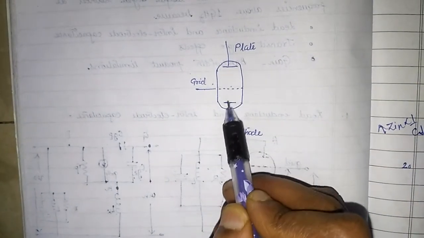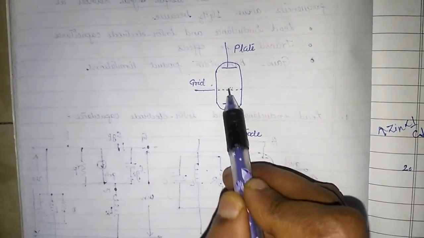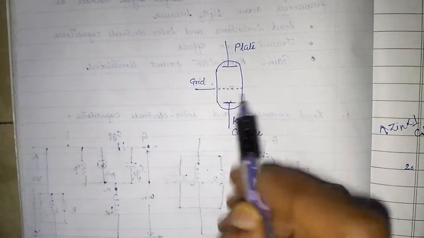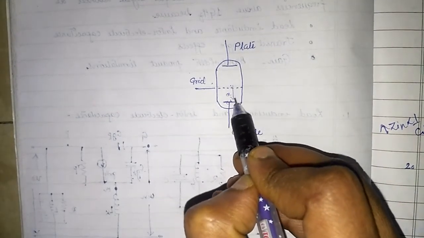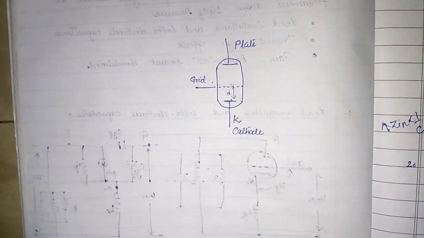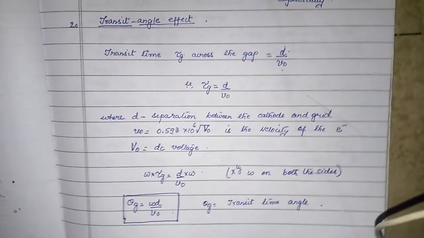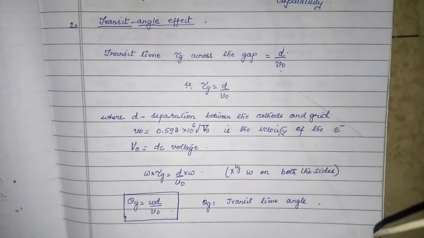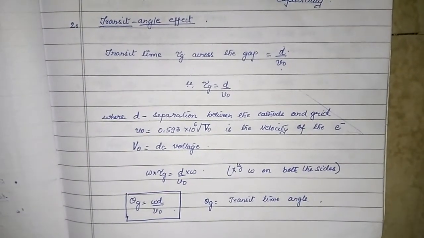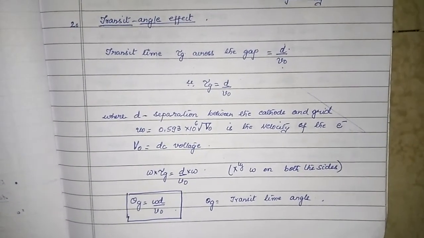Okay. So you have a vacuum tube here. This is your cathode, and this is the grid. The distance between these two is called small d. Small d is the distance between these two electrodes. And what is v naught? v naught is the velocity with which the electrons are leaving the cathode and reaching the plate through the grid.